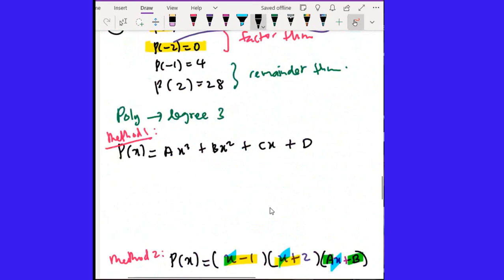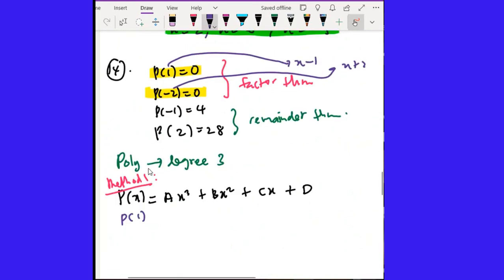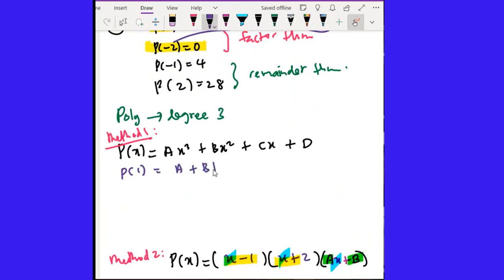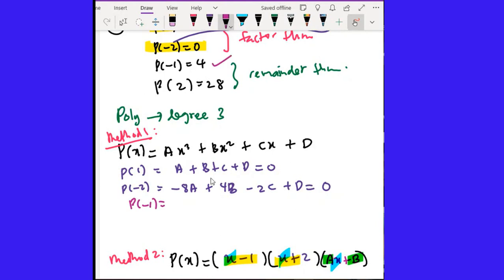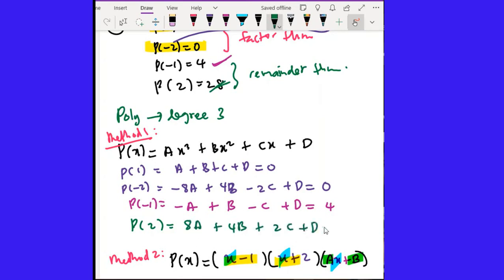Then kalau the first method, if you use the first method tadi, you kena buat P of 1. Okay, P of 1 masukkan A plus B plus C plus D is equal to 0. Maksudnya kan, P of negative 2 masukkan dalam ni. Negative 8A plus 4B minus 2C plus D is equal to 0. Lepas tu masuk lagi P of negative 1 yang ni. Negative A plus B minus C plus D is equal to 4. Dan masuk lagi yang ni. P of 2, 8A plus 4B plus 2C plus D is equal to 28.